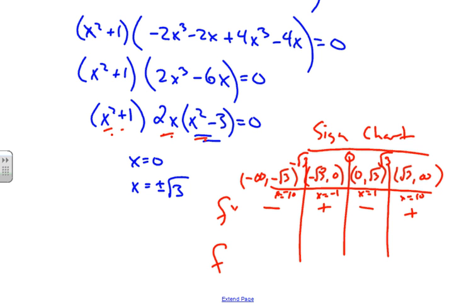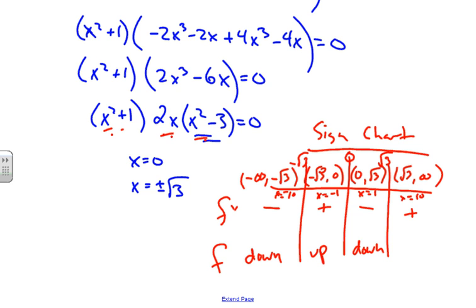All right, so from here, we're going to determine the concavity now, because that's our goal. Well, when f double prime is negative, f is going to be concave down. When f double prime is positive, f is going to be concave up. Once again, when it's negative, it's going to be down.